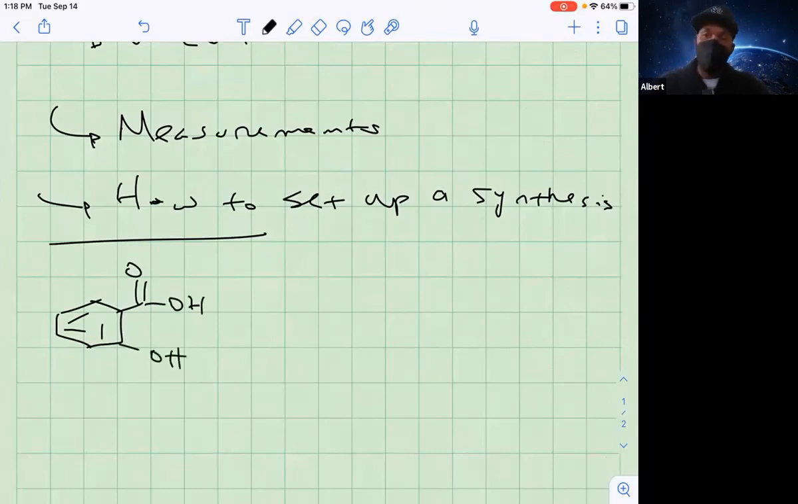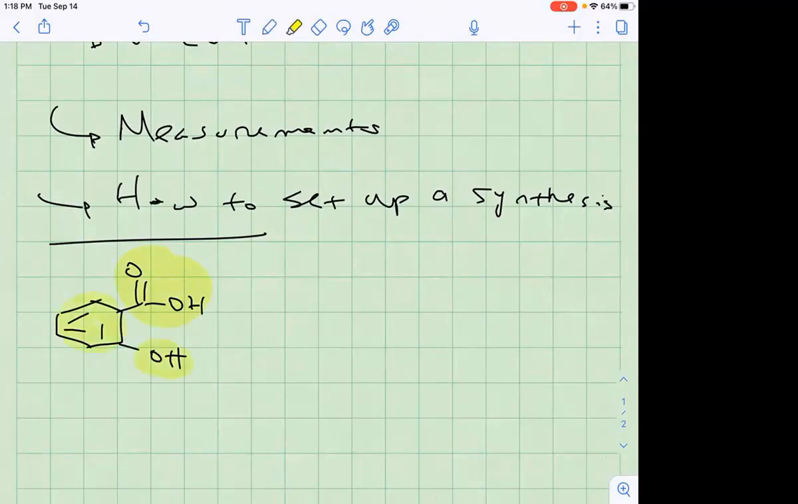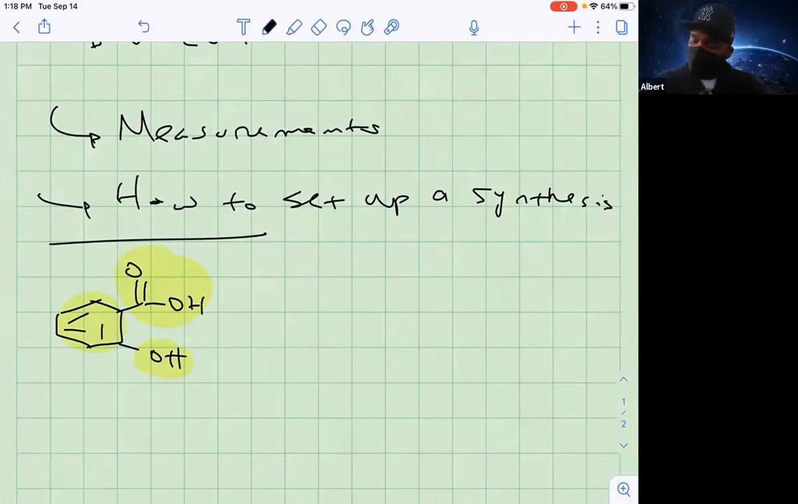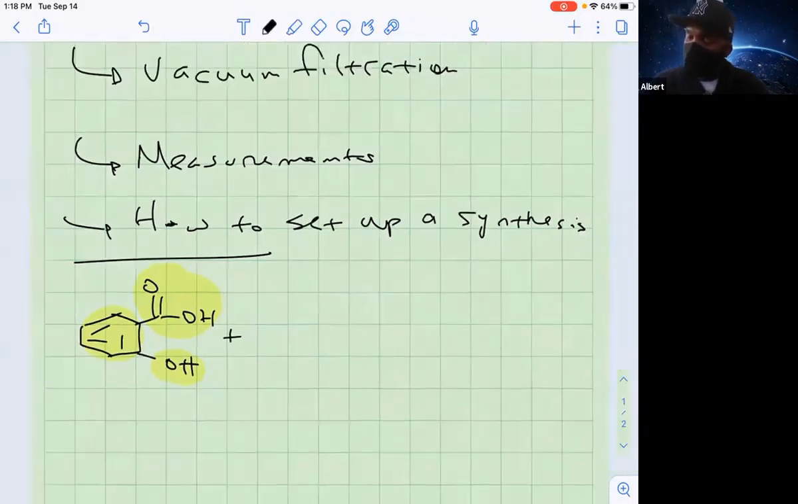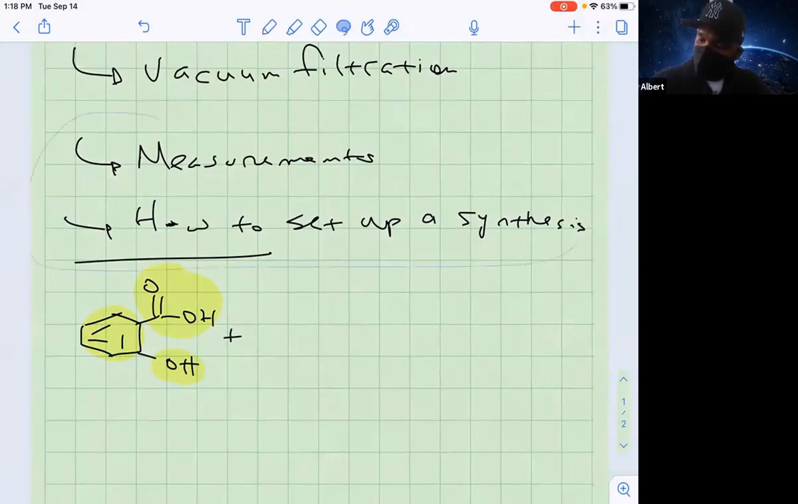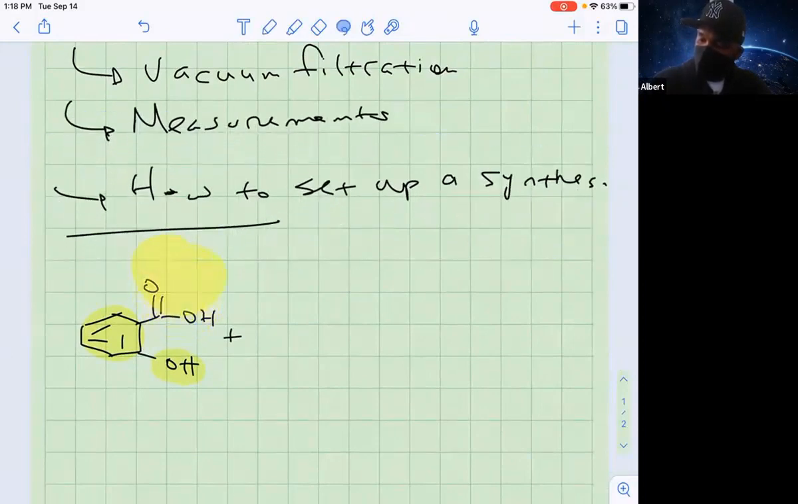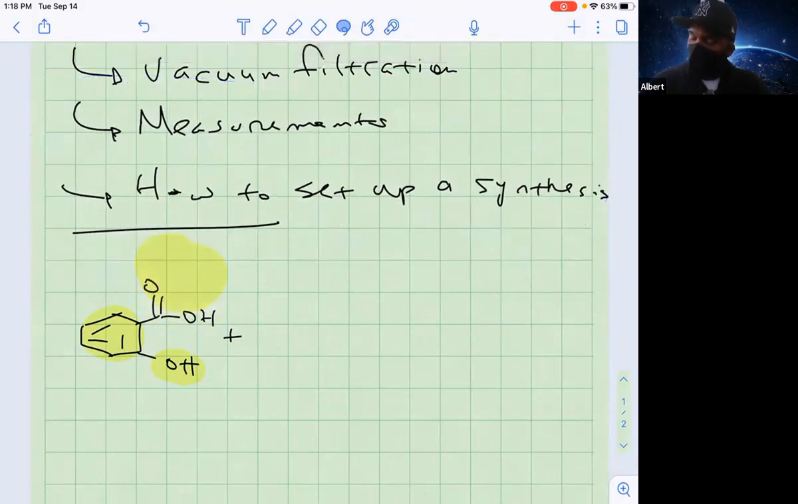And for those of you taking part one, again, you can never get away from these functional groups. That's the carboxylic acid, an alcohol, and an aromatic. And we're going to take that and do a reaction. The type of reaction with the aspirin synthesis is called an acylation. This is called an acylation reaction, and I'm going to show you why.